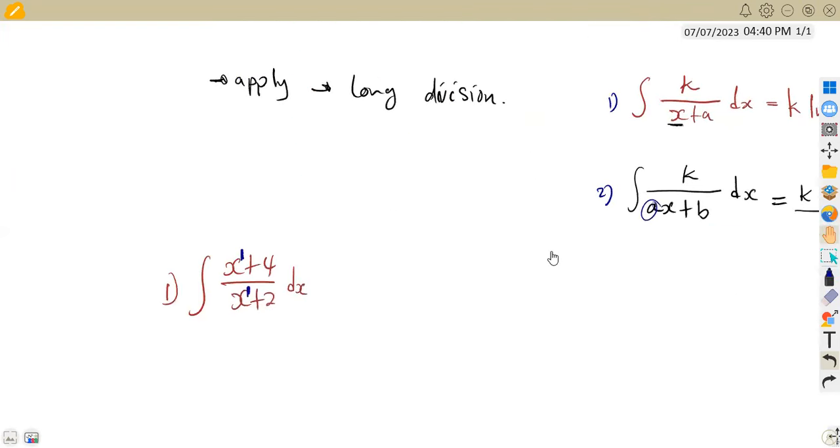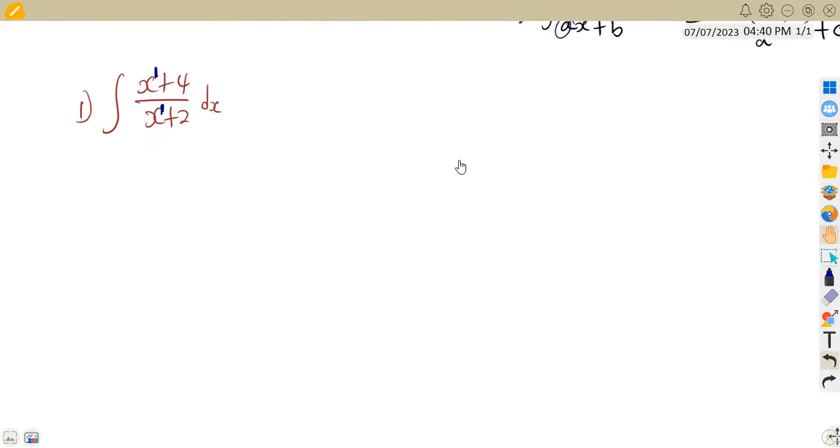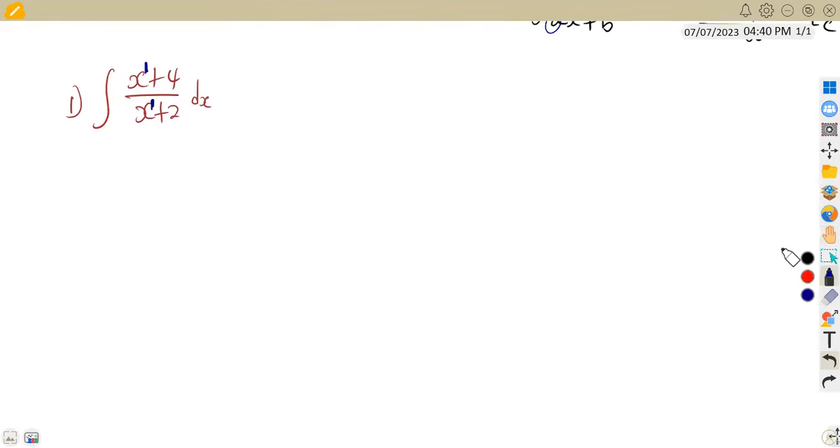So in order for us to integrate this, we are going to apply our long division. That is, we have x plus 4 being divided by x plus 2. So just take a closer peek, a recap on your long division. Remember, you always divide the first term by the first term. So that will be x divided by x, which is going to be 1.